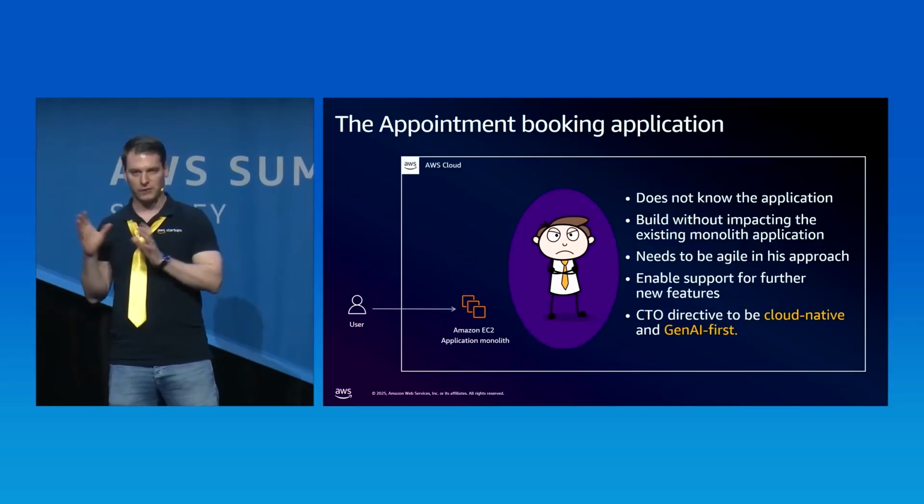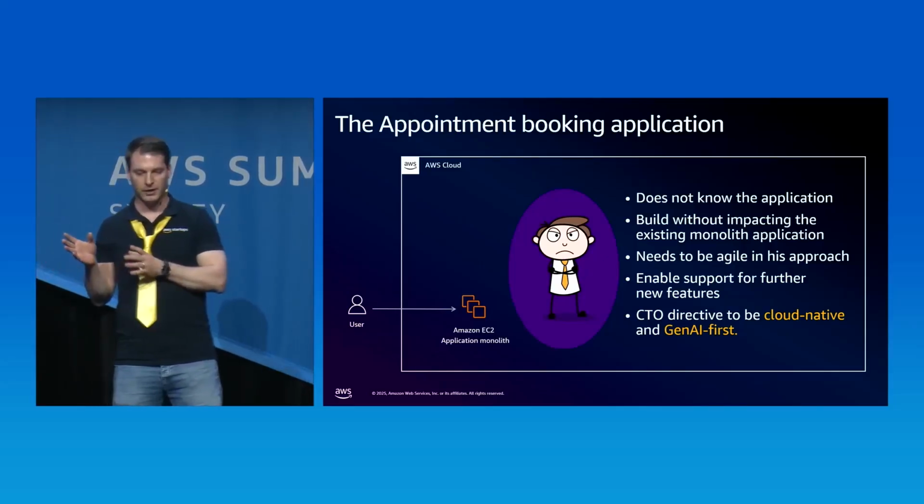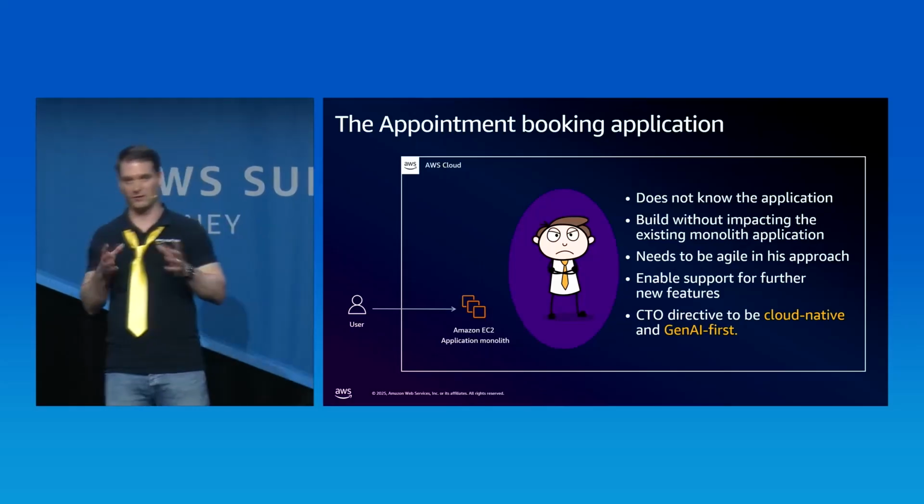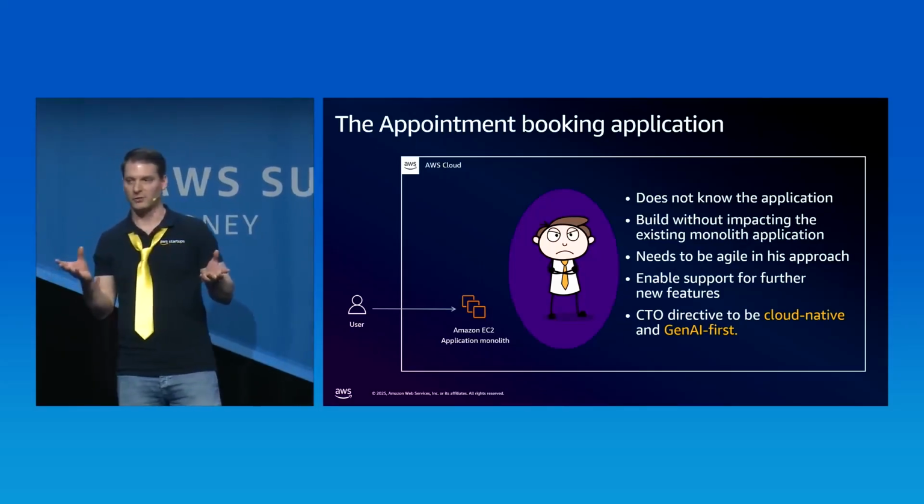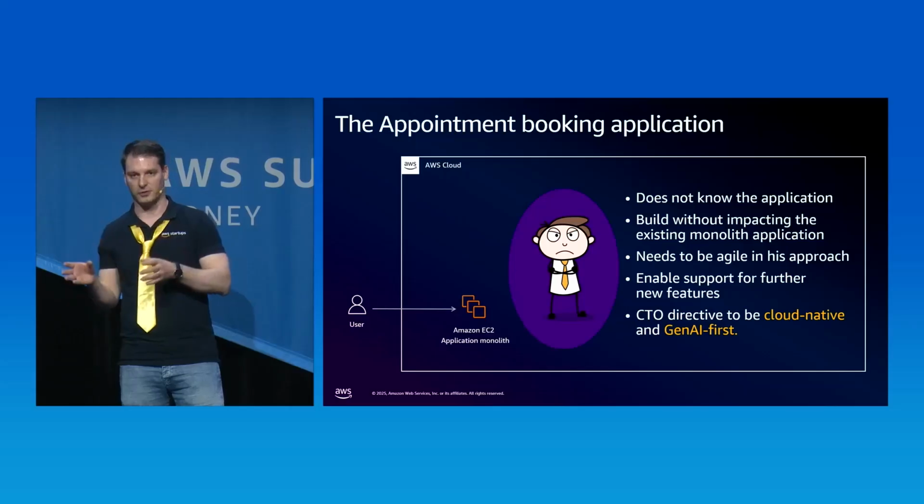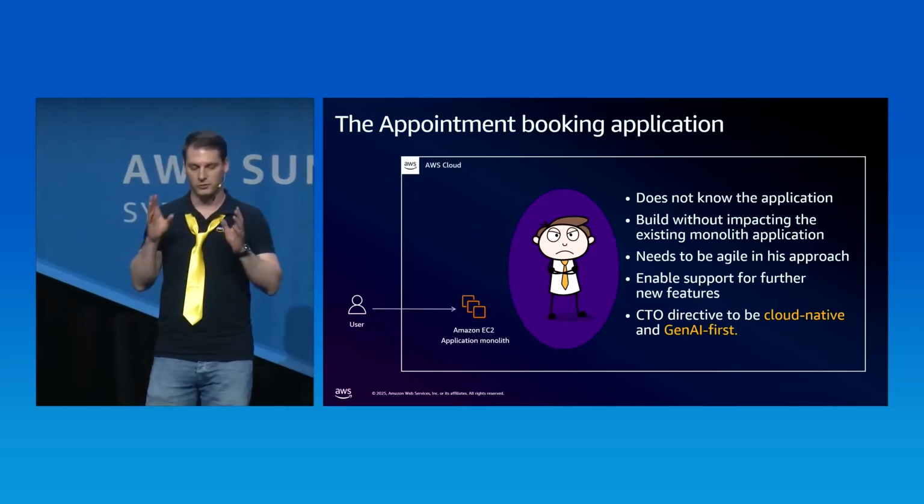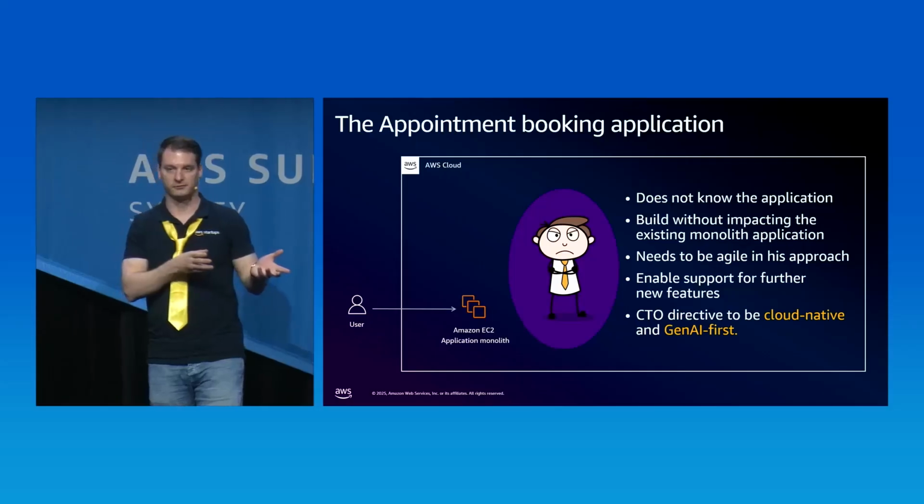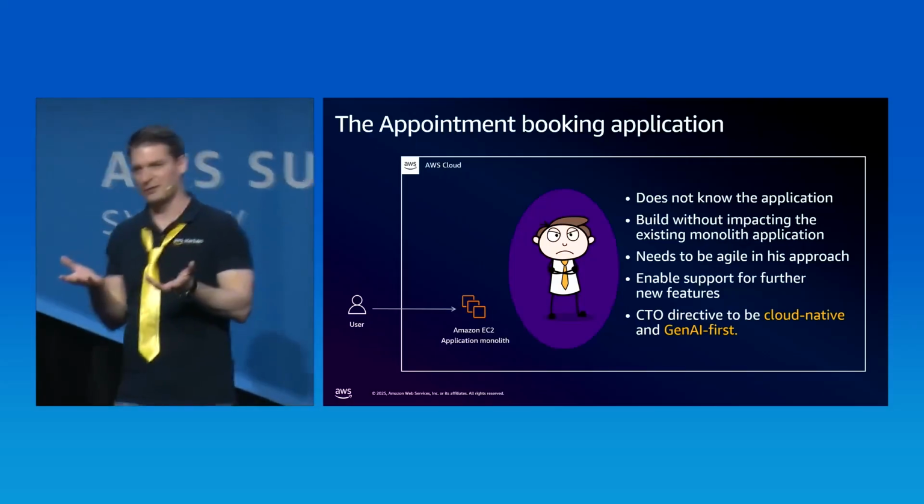So he has to develop a new feature. He needs to understand the application first, even though he doesn't really have a clue about how to do it. And he also has to follow the approach that the CTO set up for him, to use a cloud native solution that's supported by Gen AI. So how is he going to do that?